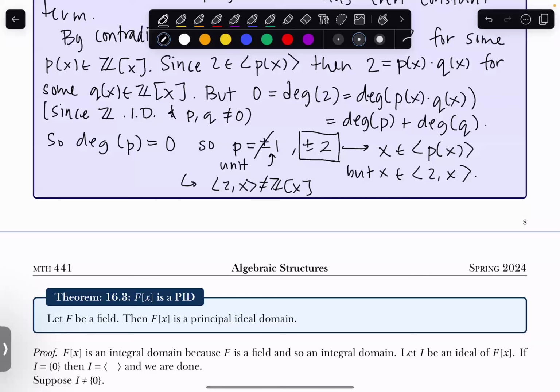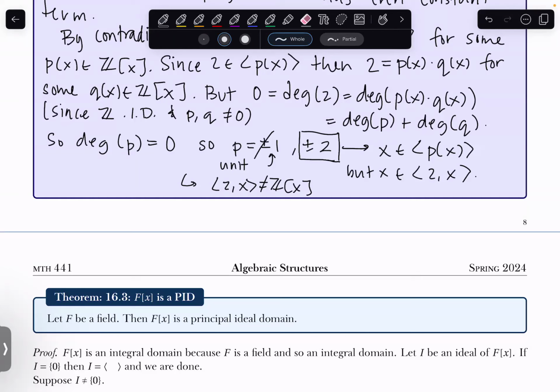Okay, so that's what our theorem says. If the coefficients come from a field, then we do have a principal ideal domain for our polynomial ring. So now I know as soon as the coefficients are in a field, all my ideals are going to look the same. They're all going to be principal, generated by one single element, right?